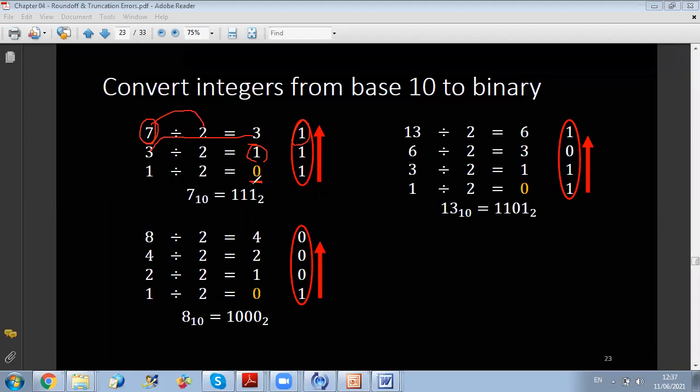Once I reach 0 here, I will stop, and then I can read the value of my number in binary base by reading from bottom to top. Please pay attention, from bottom to top, not from top to bottom. Here it's the same because it's a symmetrical number, but it's wrong to read from top to bottom. You read from bottom to top.